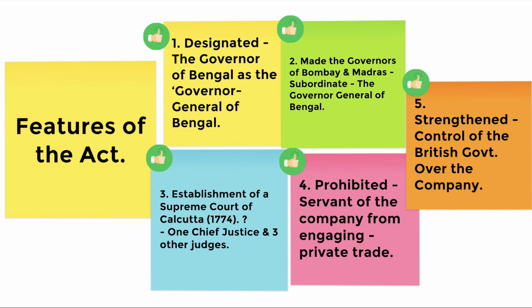Now we need to understand here that the first feature of this Regulating Act of 1773 is that for the first time they designated the governor of Bengal as Governor General of Bengal. Earlier the governor of Bengal was just known as Governor of Bengal, whereas now they have promoted him one step ahead, and now this governor would be called as Governor General of Bengal. So this is the first very important feature of this Regulating Act of 1773 in order to help British government to carry out the functioning and working of East India Company in India.